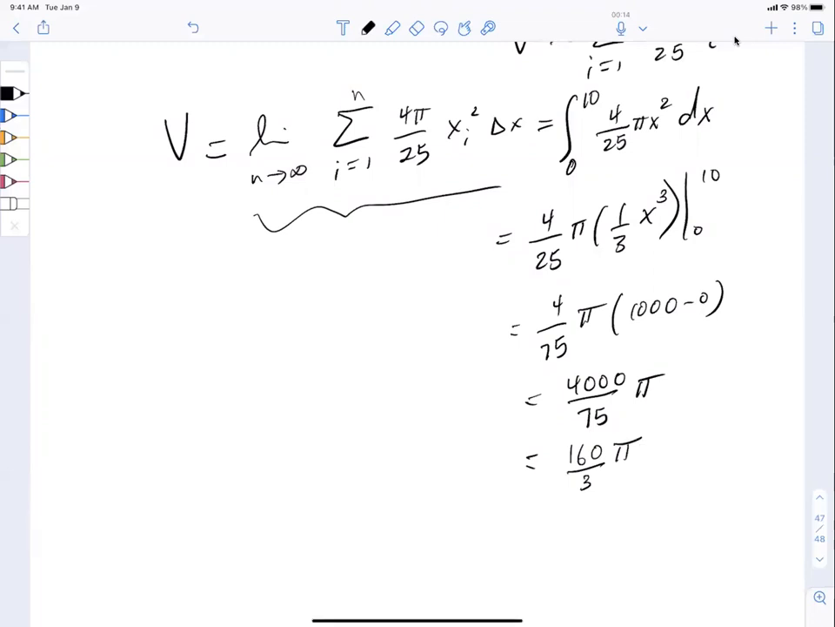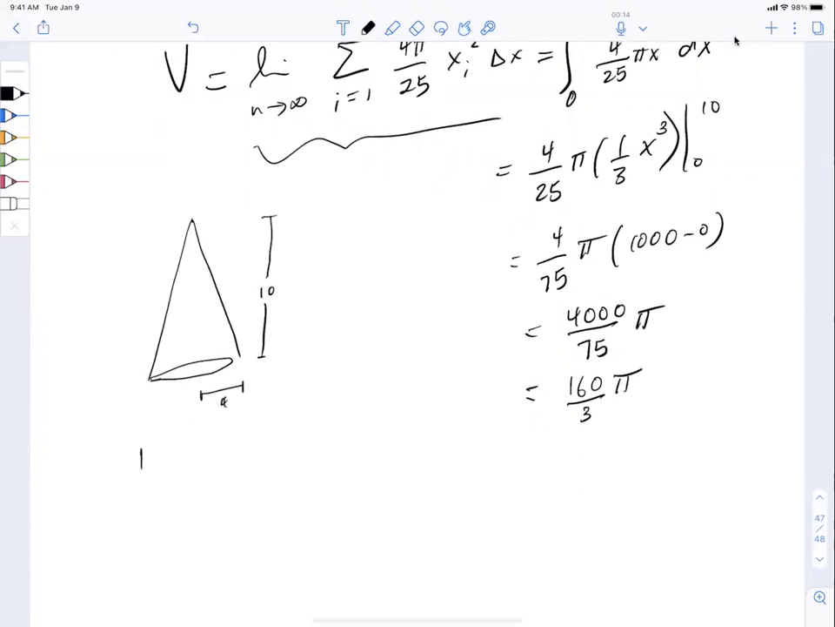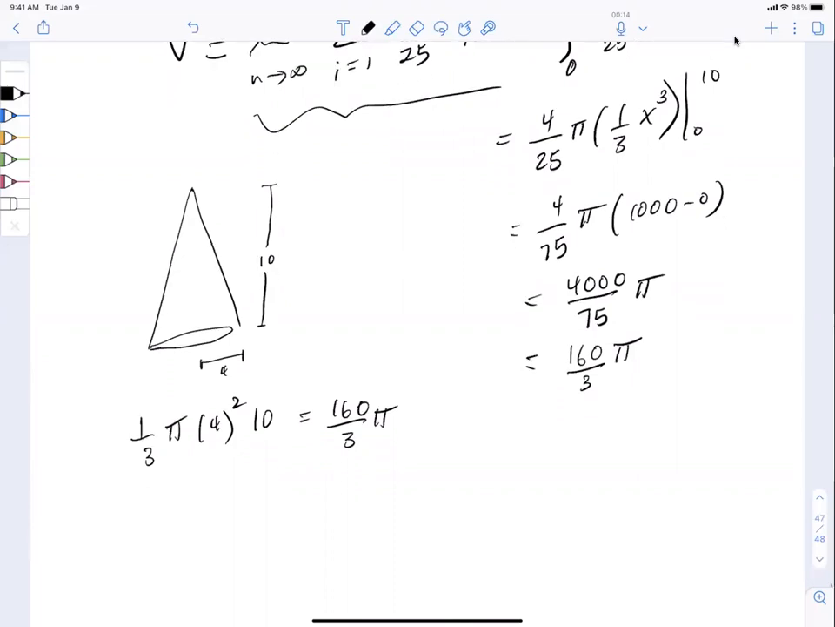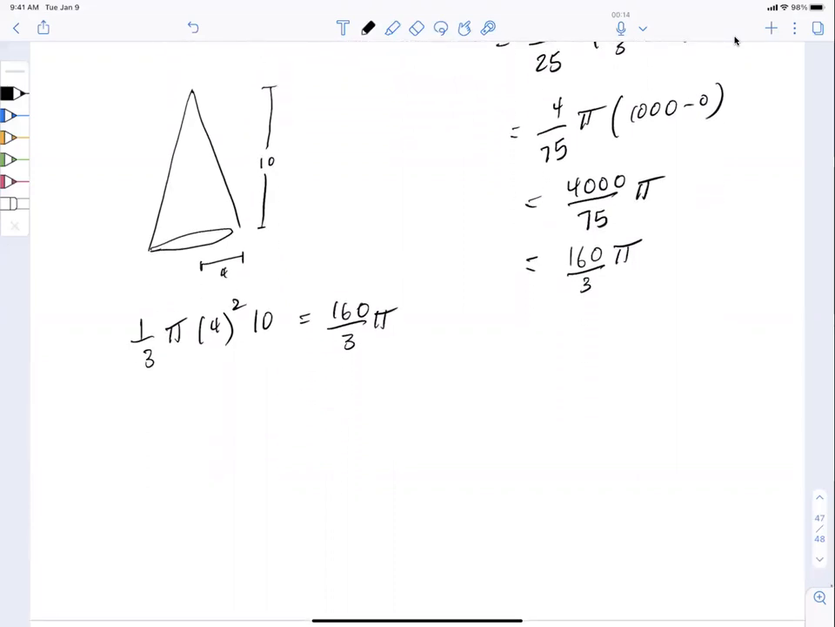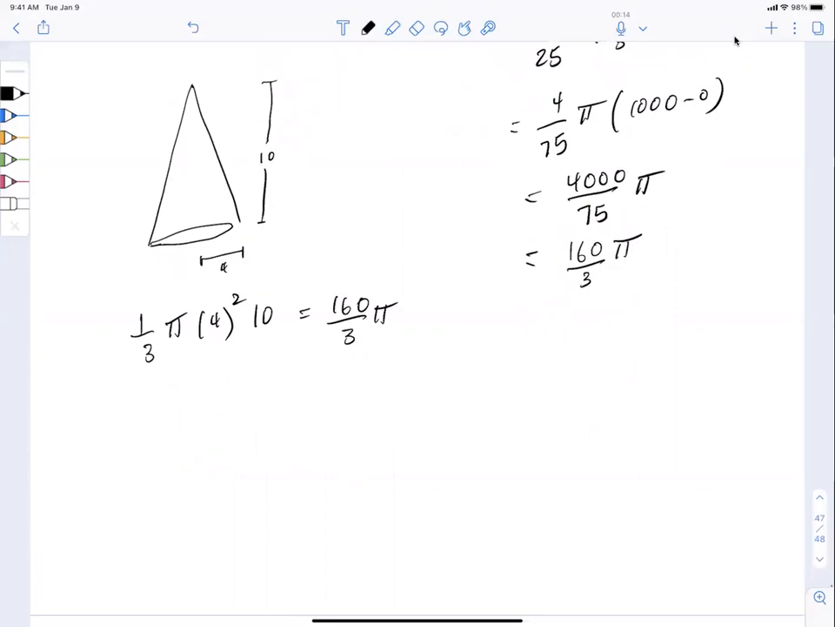Now, if you go back to your cone, the height was 10, the radius of the base was 4. 1/3 pi r squared h is once again 160 divided by 3 pi. So the two are consistent. In fact, you could come up with a formula for the volume of a cone using integrals.